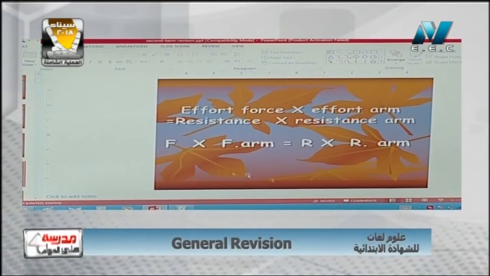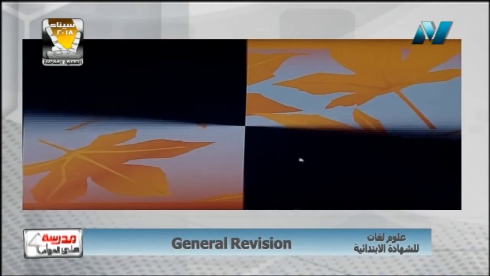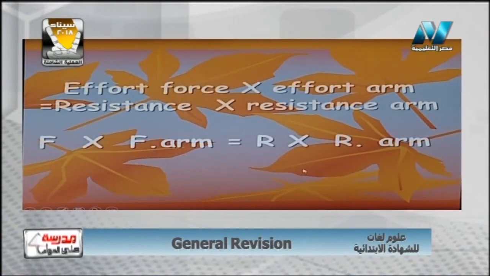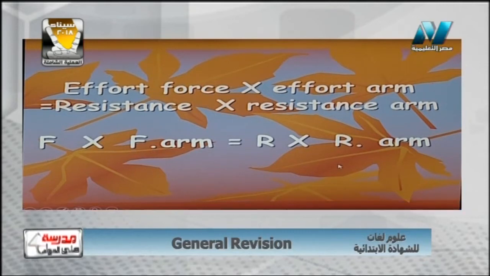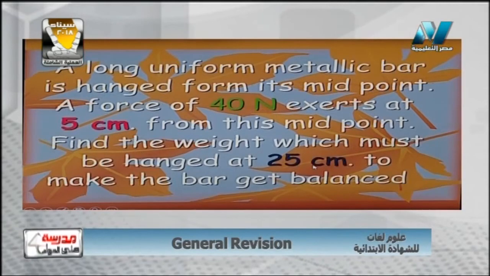طيب نكمل مع بعض هنا. We have another question, as we have from effort force times effort arm equal resistance times resistance arm. F times F arm equal R times R arm, and we calculate the unknown. We have here another problem.